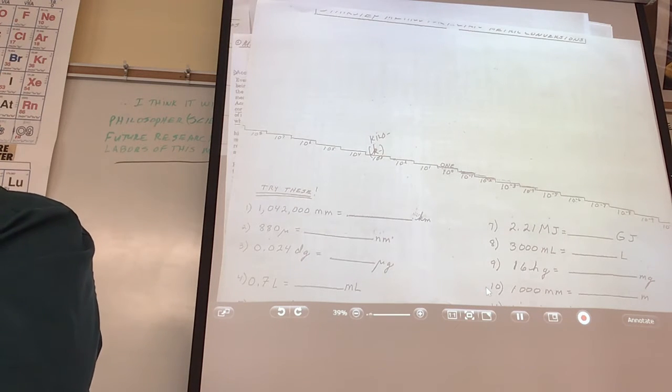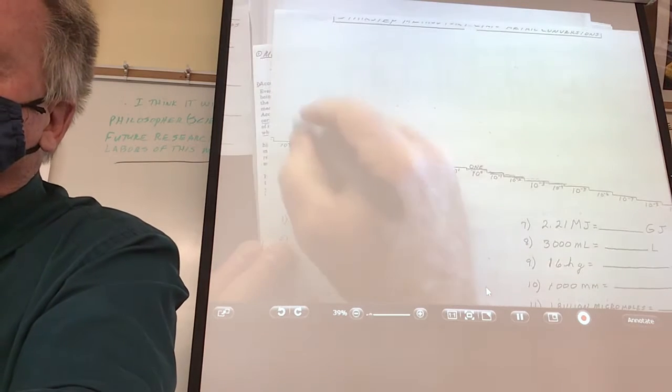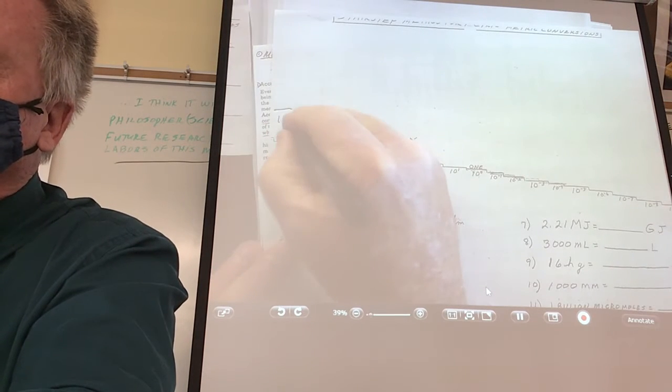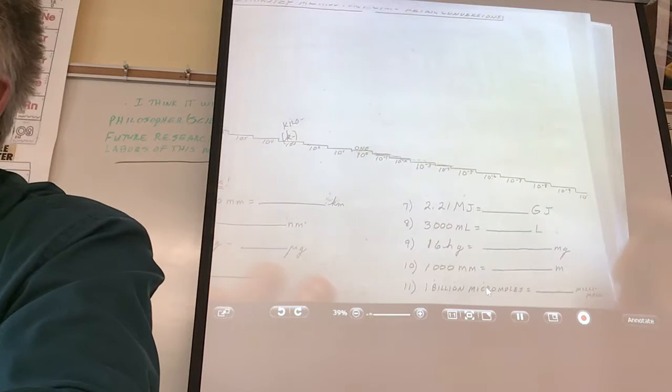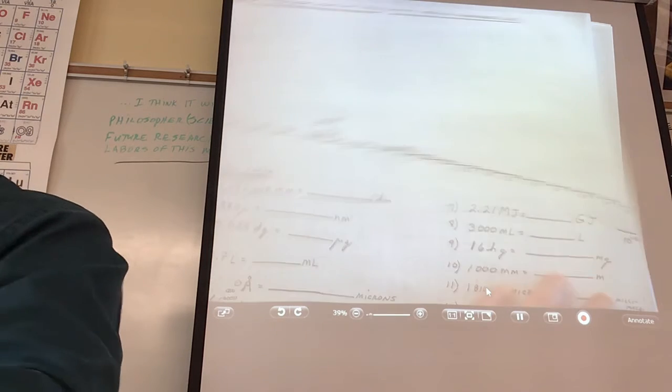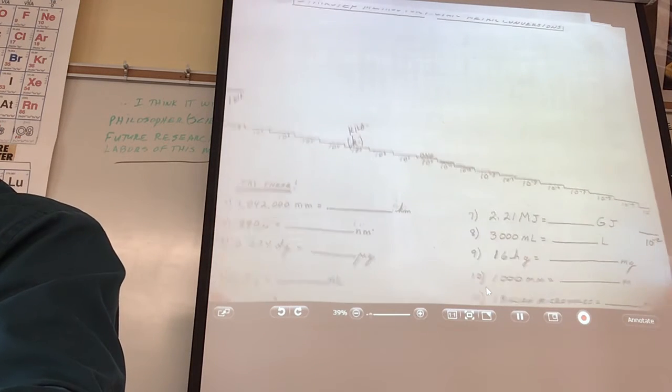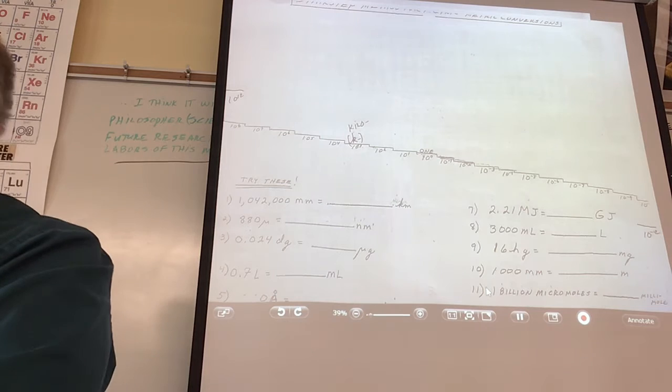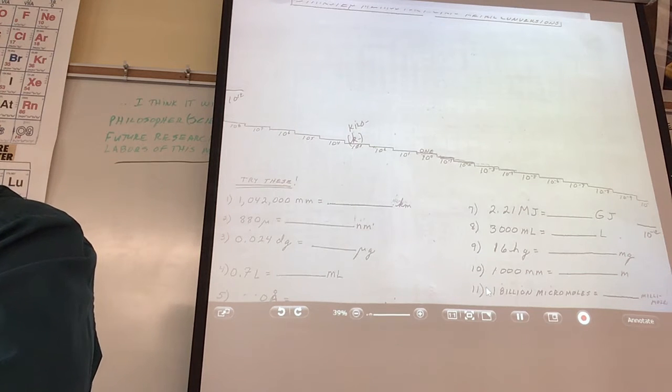All right, let's go. By the way, I ran out of space here, so I'm going to put a little bar here, 10 to the 12th, and another bar down here, 10 to the minus 12. So see how many you come up with. What's the prefix? What's the abbreviation?